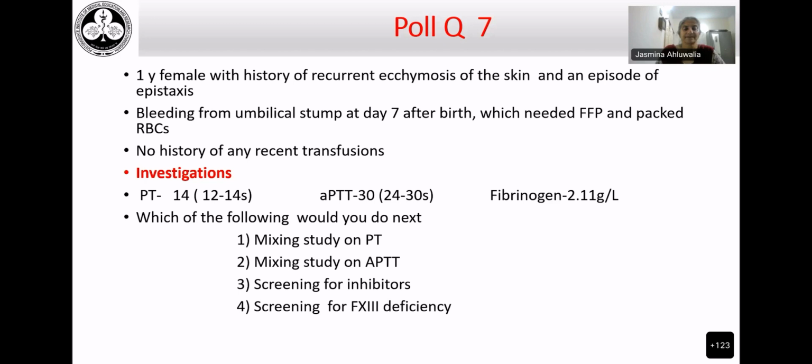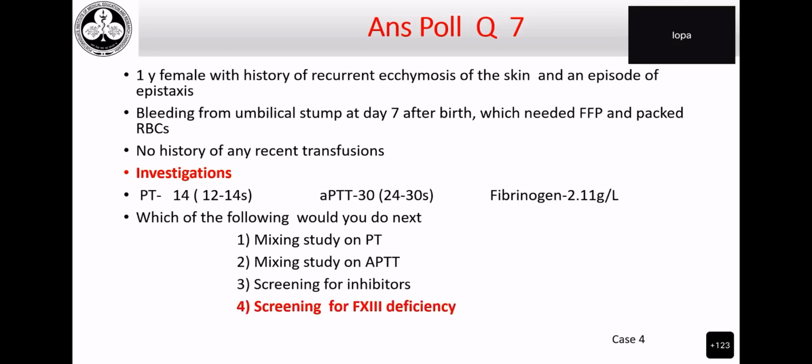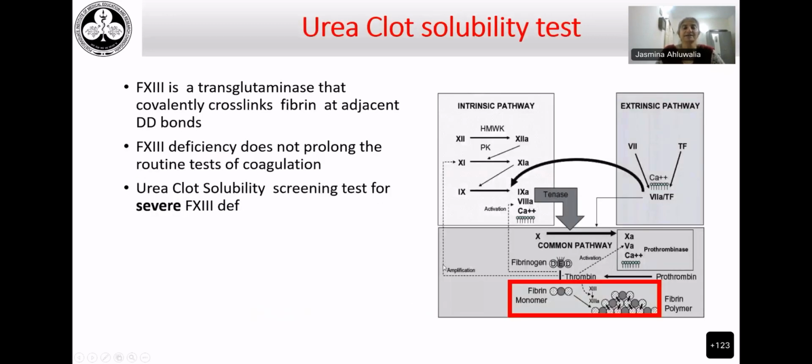All the attendees have answered 4. So that's quite right. If there is no prolongation of the PT and APTT, what mixing can we do? We are not going to get any correction. And inhibitors, there is no prolongation of the clotting time, so it's unlikely to be an inhibitor. So the only option left for us is a factor 13 deficiency. So how do we do that?